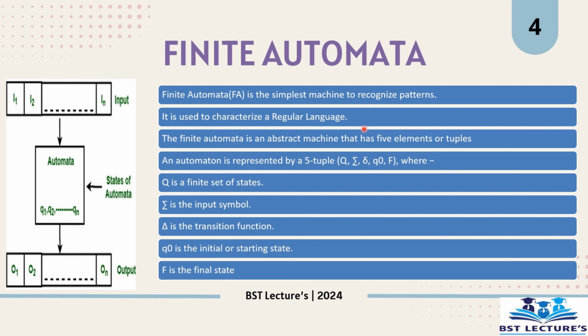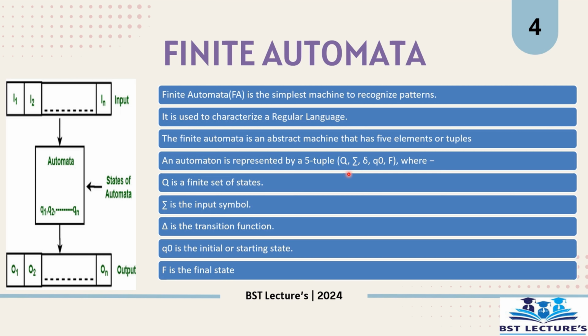Alright, next point. The finite automata is an abstract machine that has 5 elements or tuples. This finite automata can be represented using 5-tuple notation. This is the tuple notation, and we can study this finite automata in more depth in the next lectures with example diagrams, state diagrams, transition tables, etc. For now, let us just see the notations and what they represent.